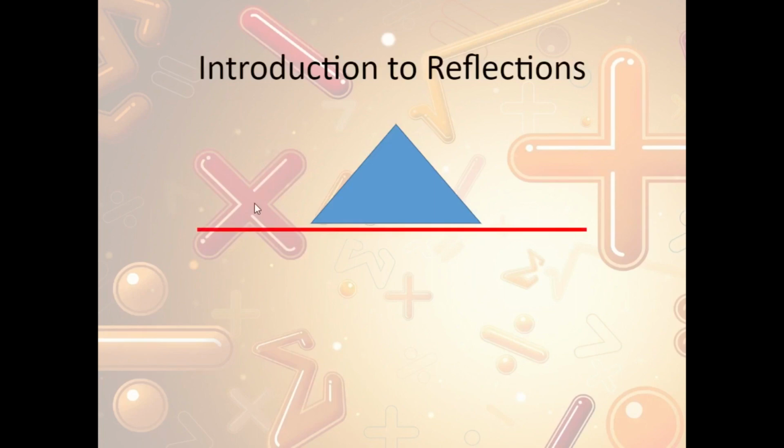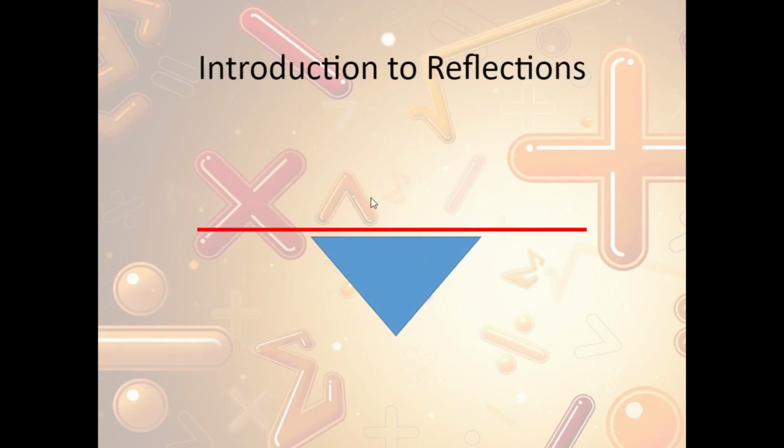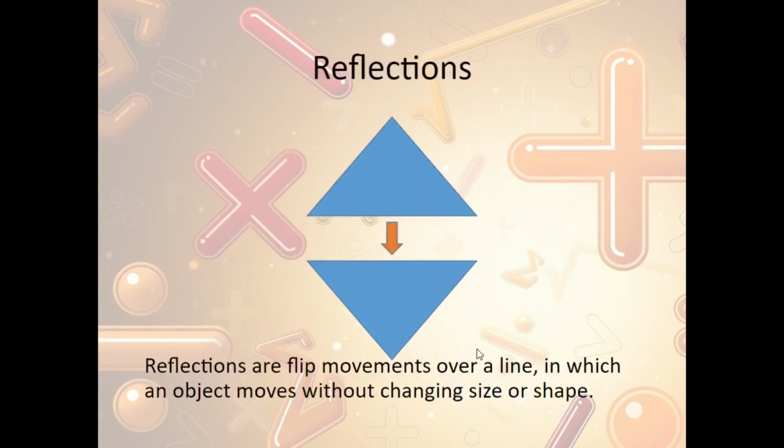So introductions to reflections. Reflections over a line, we start with, for instance, a triangle here. If we flip it over, it becomes like this. So if we flip it over that line, it becomes this way. So it can be up and down, or it could be side to side. So it could flip and go over here as well. Notice they do not change size or shape. They do change direction though. So it will flip over and it will look inverted, but the size of the triangle in this case does not change.